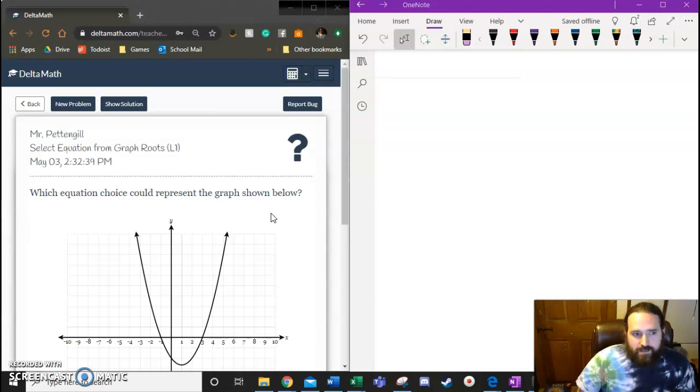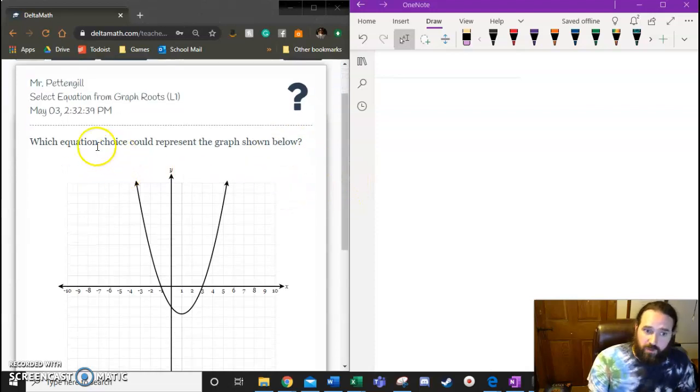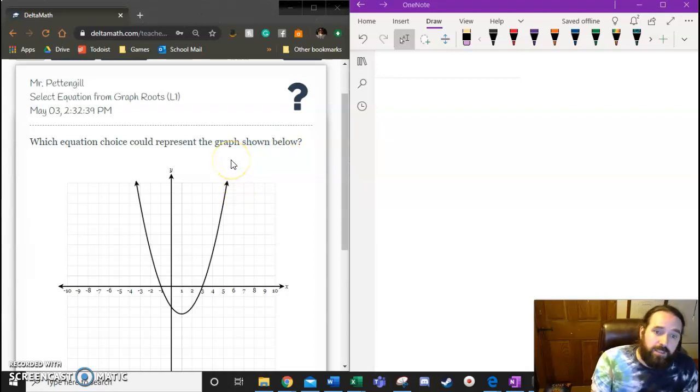So, what we're looking at in this next section, for this next Delta Math activity, is select the equation from the graph roots. So looking at the important information that we've been going over with roots, because let's face it, your last couple activities have been roots. This is not nearly as bad as we want to think it is. Quick version: things we know about this graph by looking at it. Which equation choice could represent the graph shown below? There's going to be a choice of equations, multiple choice, so we want to eliminate answers. I'm going to just go through things I know.